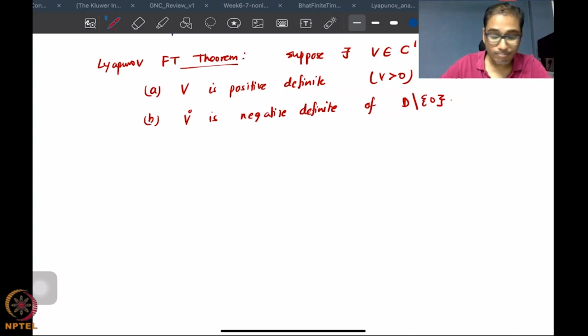So if you remember, negative definiteness had two conditions to verify. One is that the function is 0 at 0, and it is strictly positive for all non-zero values. So in this case you just need to check that it is strictly negative for all non-zero values of the state. Okay, and that's it.